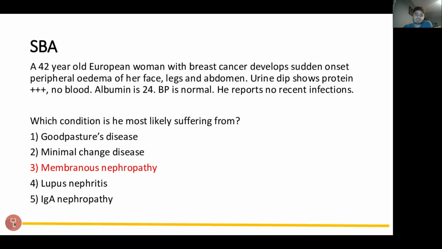However, this is a European person with cancer. And when you see malignancy and glomerulonephritis, do think membranous nephropathy, because often, malignancy is a big risk factor for membranous nephropathy. Okay, so number 3 was correct. Well done, guys.